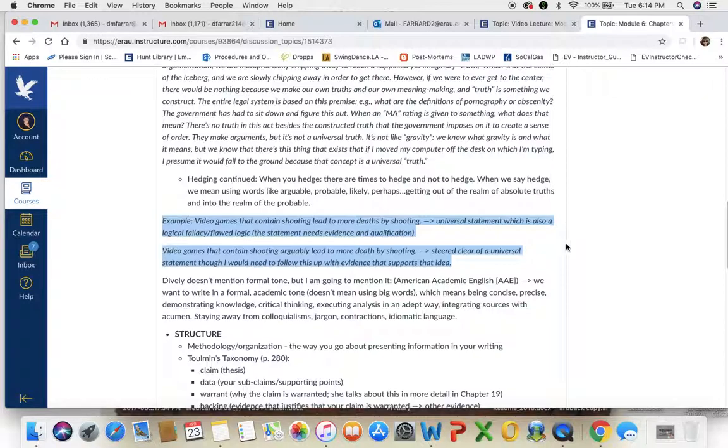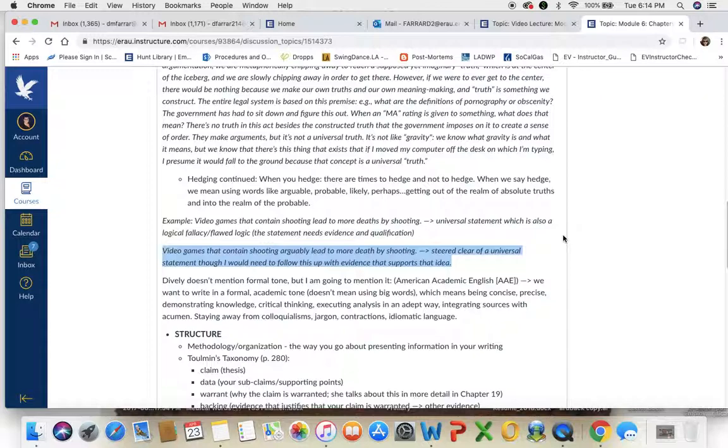So I just have two statements here. The first one is a universal statement, which also contains flawed logic, so it also contains a logical fallacy. The statement is: video games that contain shooting lead to more deaths by shooting. This is posited as a universal statement, but it's actually not. So this is a statement that needs evidence and qualification. When you want to get out of that realm and into the realm of the probable, that needs revision.